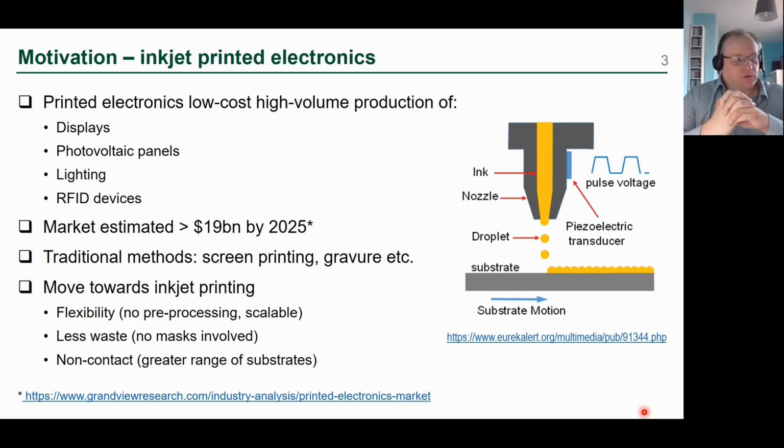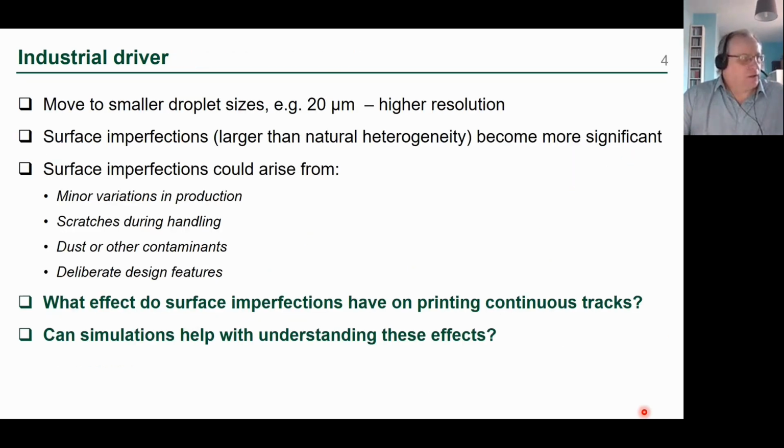There's less waste because you're not having to screen off certain areas and mask areas. So you only print what you actually need. And it's a non-contact process as well. So there's a greater range of substrates potentially that you could print onto. Now, as desire for higher resolution increases, droplet sizes decrease. So, for example, we might be down to 20 microns as a droplet size. As the droplets get smaller, then imperfections in the substrate that you're printing on could potentially become more significant.